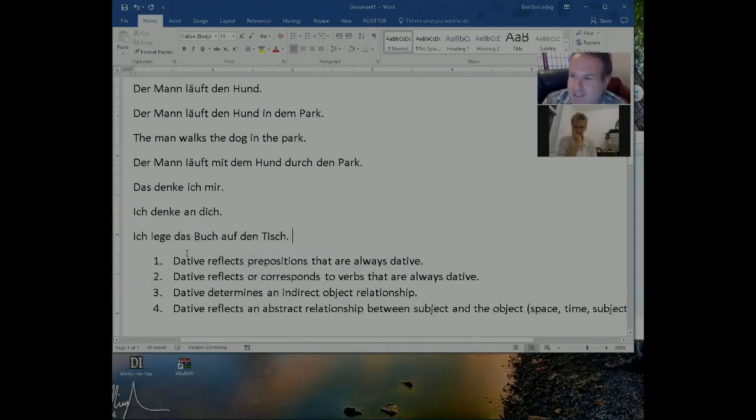Because the accusative describes direct relationships, the dative describes indirect relationships, and like I said, abstract or indirect relationships between subject and object. Now take a look at this.